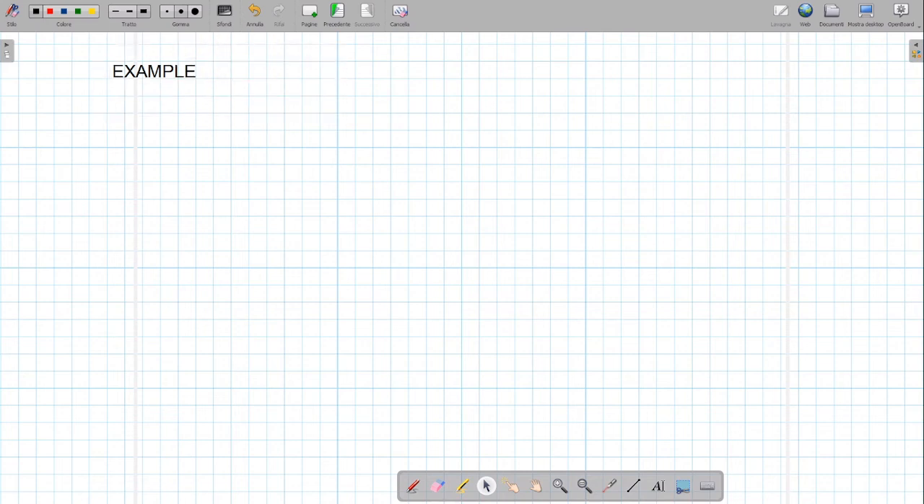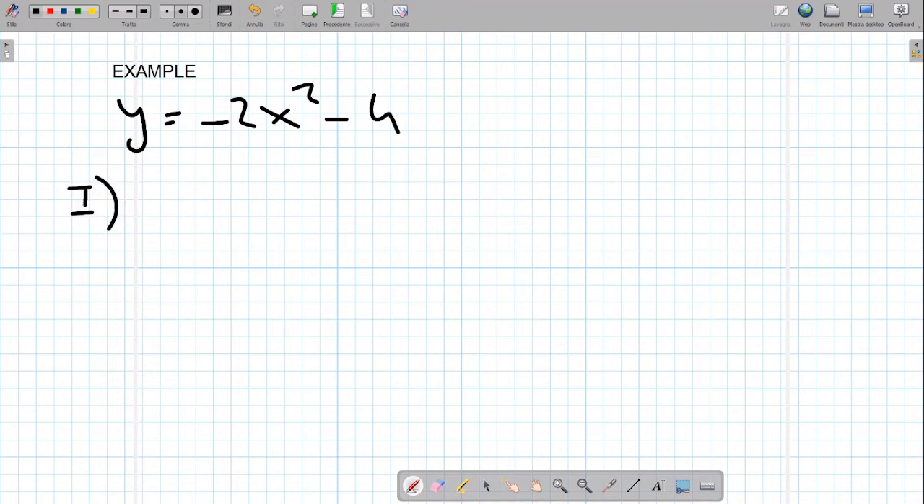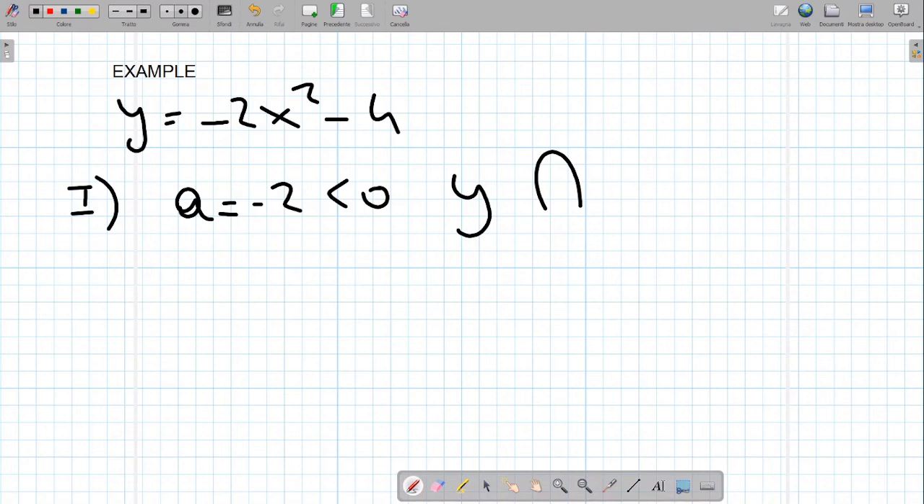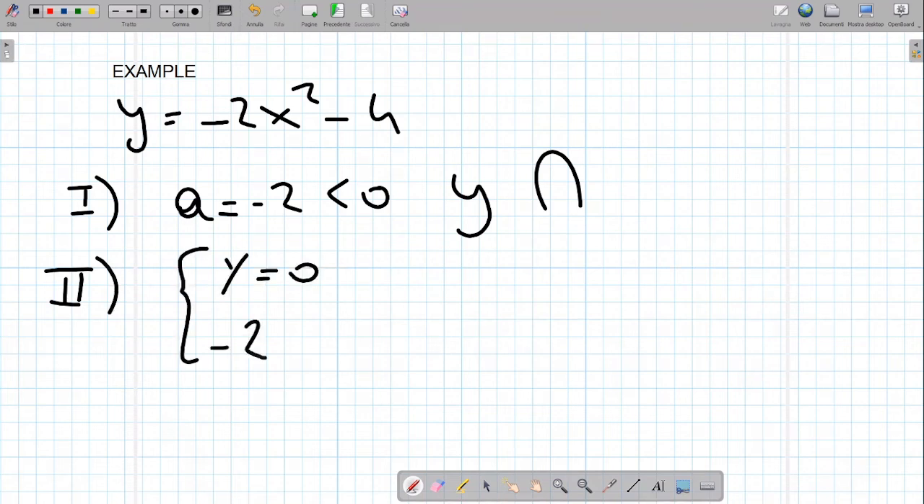Okay. Let's consider the equation y equal to minus 2x power 2 minus 4. So first step is checking the sign of a. So a is equal to minus 2, which is negative. So we would expect to have a concave graph. Okay. Second step is solving the intersection with the x-axis. So y equal to 0. It turns into minus 2x power 2 minus 4 equal to 0.